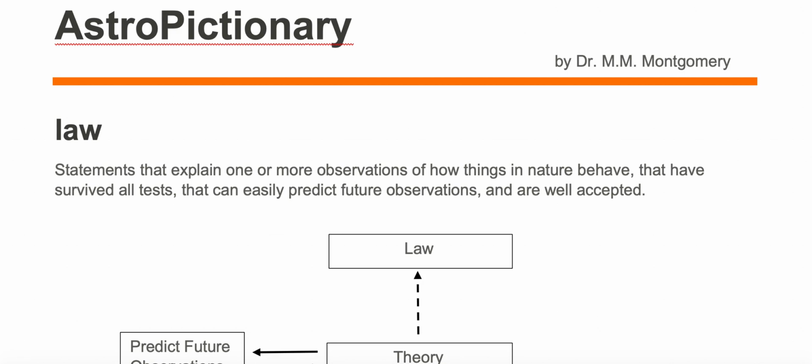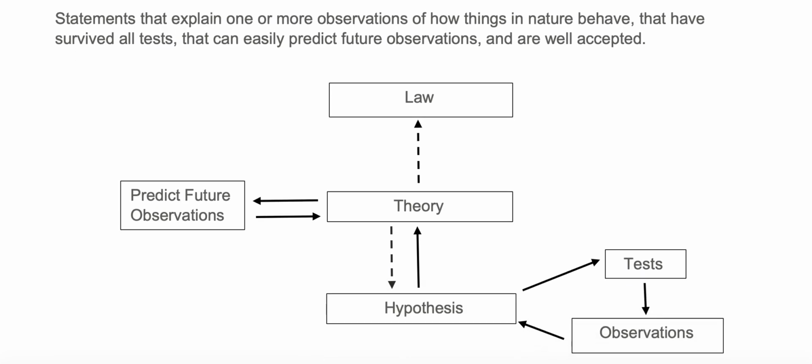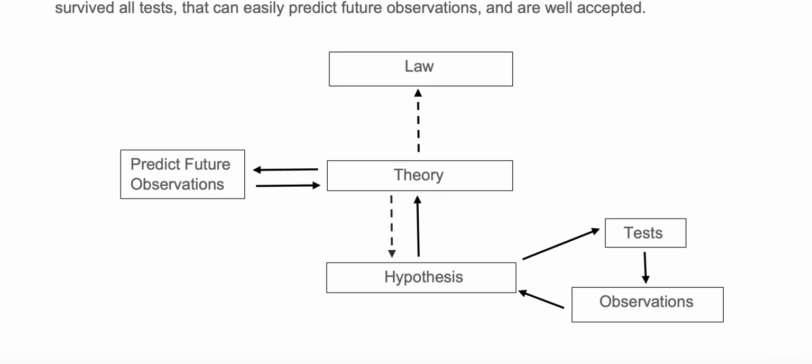A law is statements that explain one or more observations of how things in nature behave, that have survived all tests, that can easily predict future observations, and are well accepted. Now, these laws are scientific laws that we're talking about. And they are different from a hypothesis and a theory.